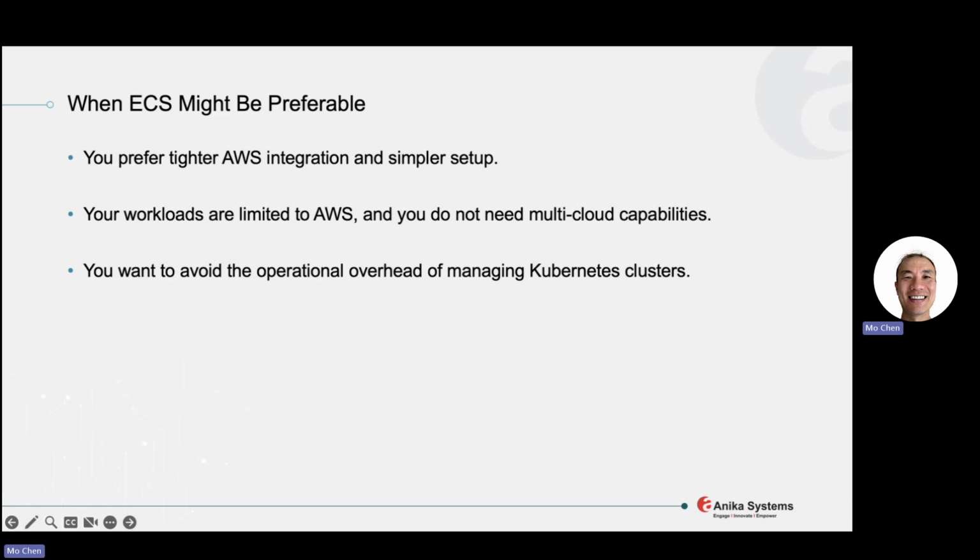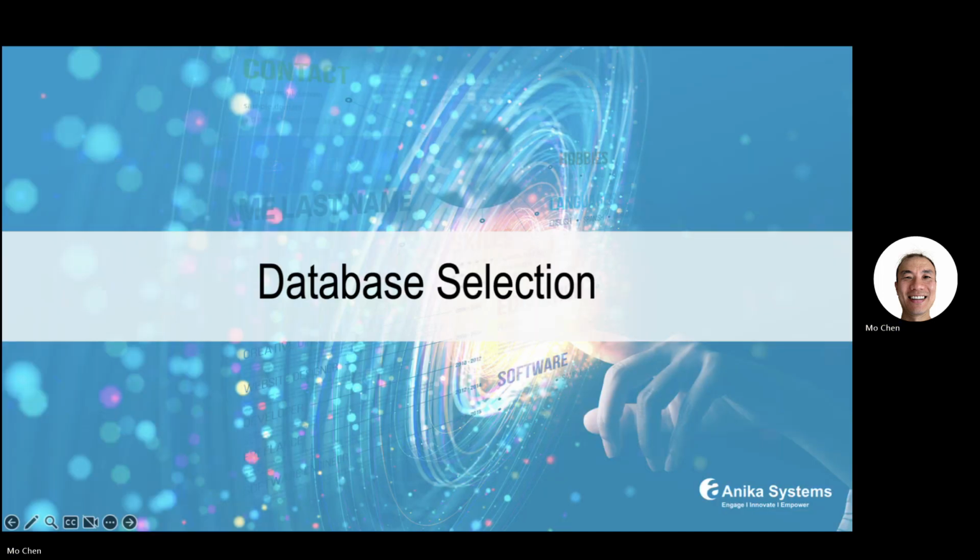Kubernetes is often chosen for its flexibility and ecosystem, but ECS might suit simpler use cases focused solely on AWS. Finally, we'll find out which database should be used to build this system.